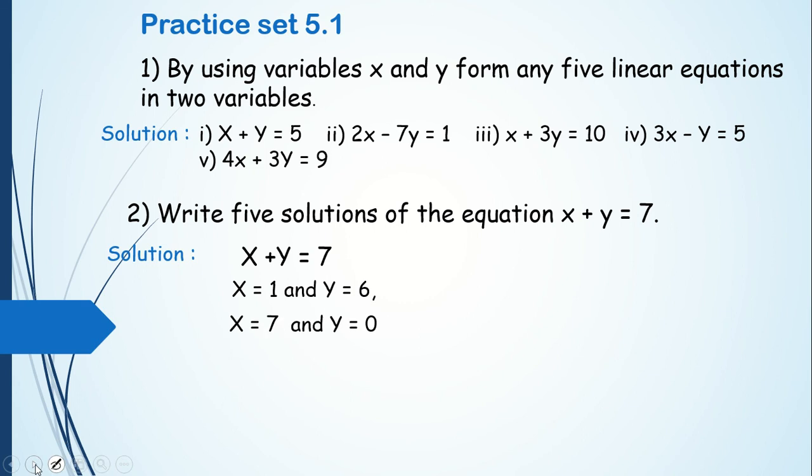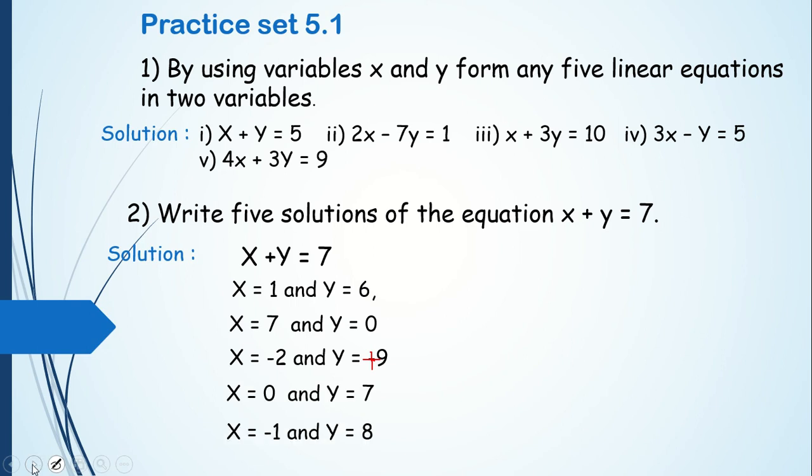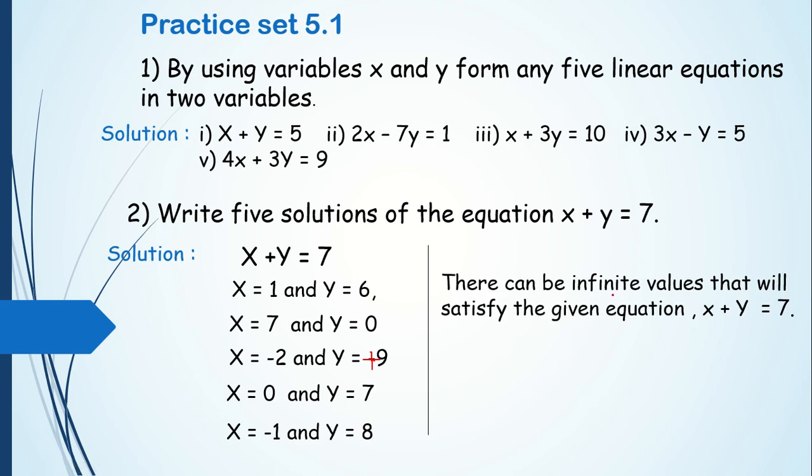Next would be 7 and 0. Minus 2 plus 9. That is supposed to be minus 2 plus 9. 9 minus 2 will give me 7. Minus 2, 9 it is. 0, 7. Minus 1, 8. There can be infinite values that will satisfy the given equation x plus y is equal to 7. Therefore, this equation has infinite solutions.